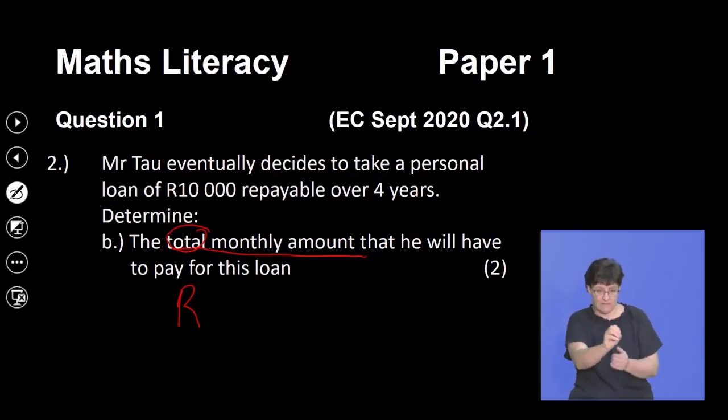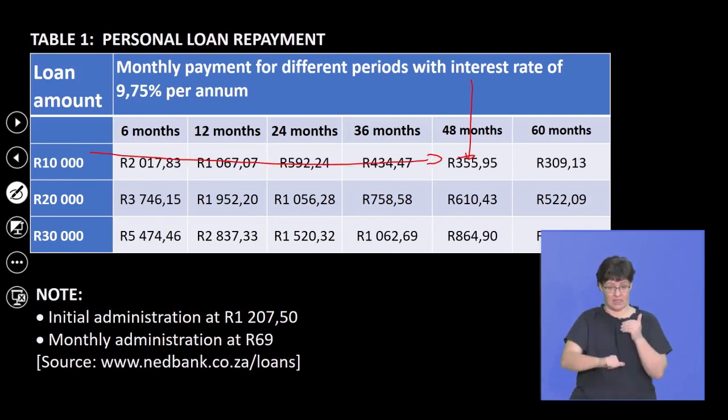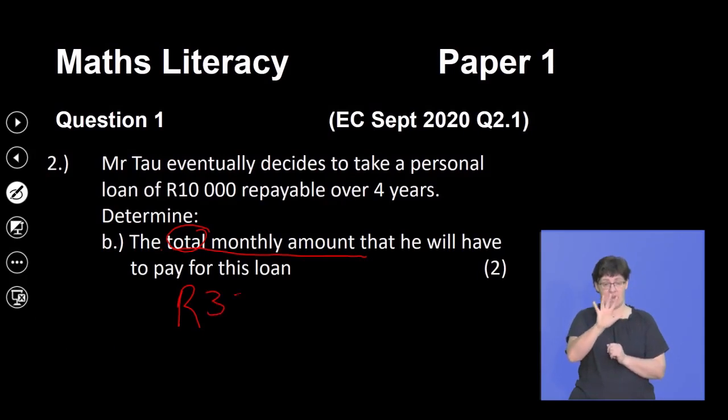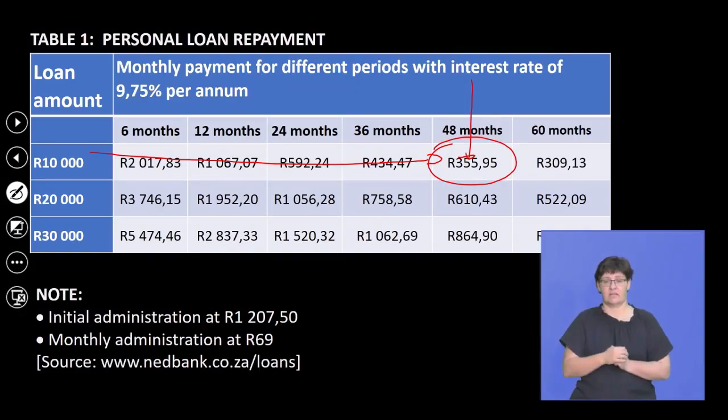So let's go to my table. So we said 48 months, and he's taking out 10,000 Rand. So I'm going to read going down, and I'm going to read going across, and I'm going to see that it's 355 Rand and 95 cents. So that's what I'm going to write in. So 355 and 95 cents.